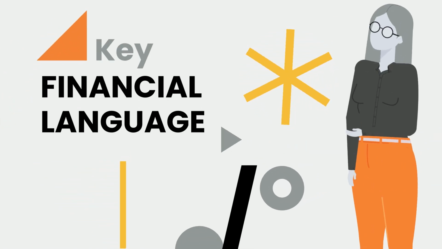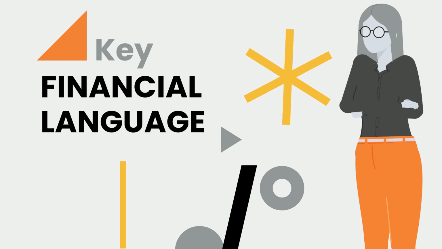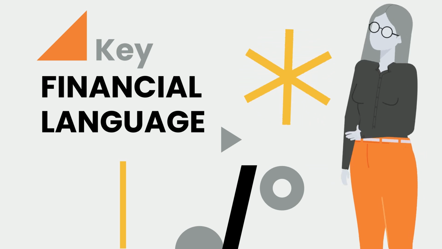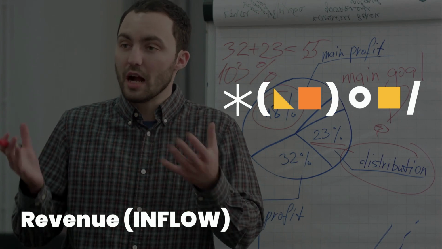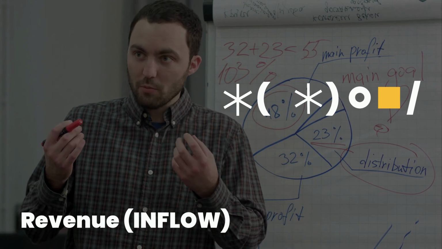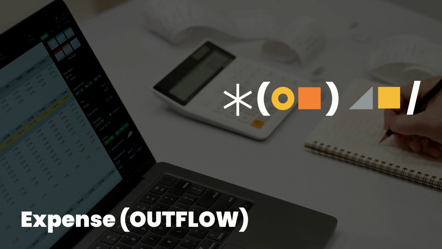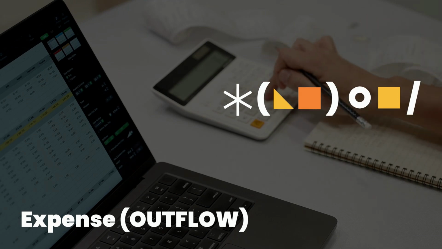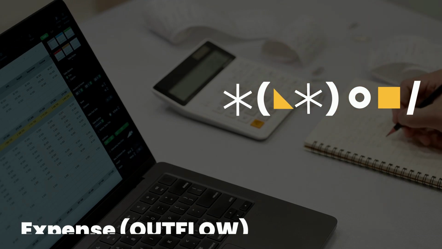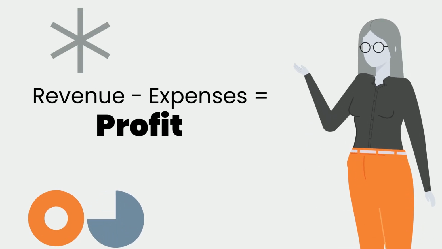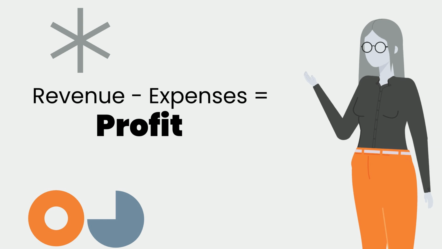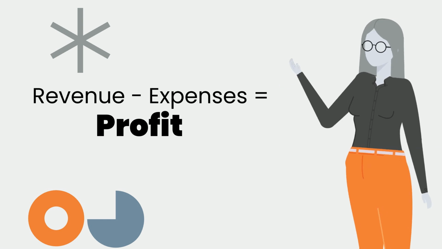Now let's define the three words that describe the flow of money in and out of the business: revenue, expense, and profit. Revenue is the total money brought in from sales of goods or services. It is the top line. Expenses are the costs incurred to generate that revenue: salaries, utilities, marketing, rent. Profit is what's left over. If revenue is greater than expenses, you have a profit. If not, you have a loss.